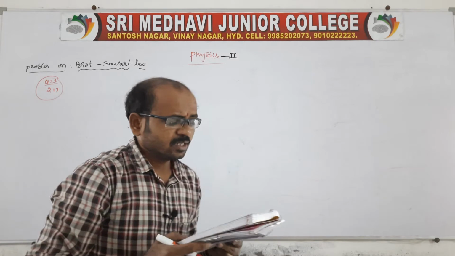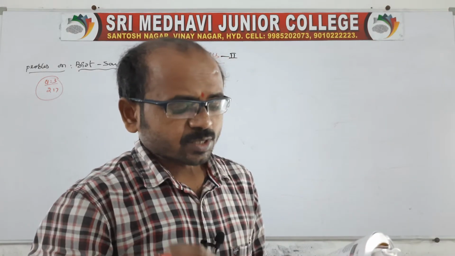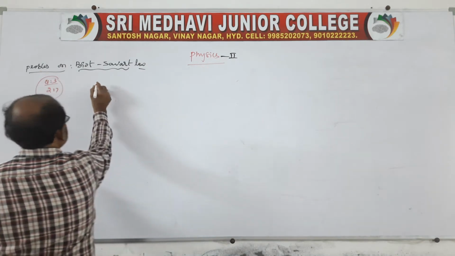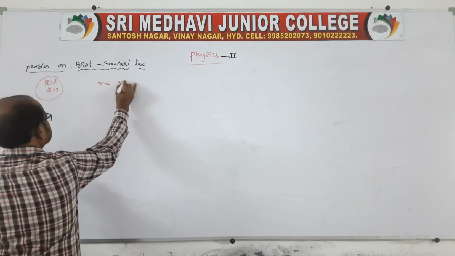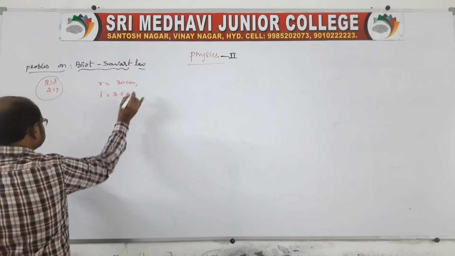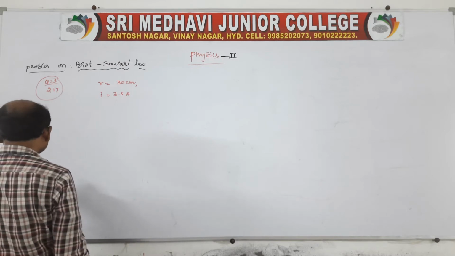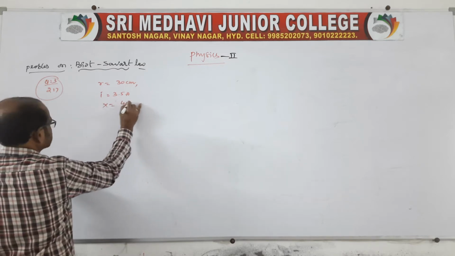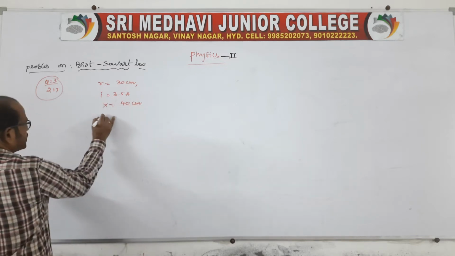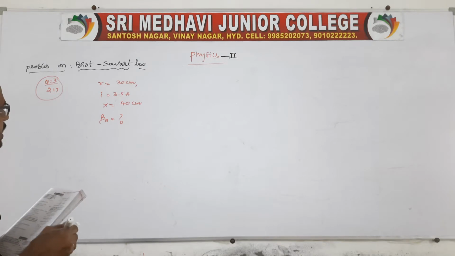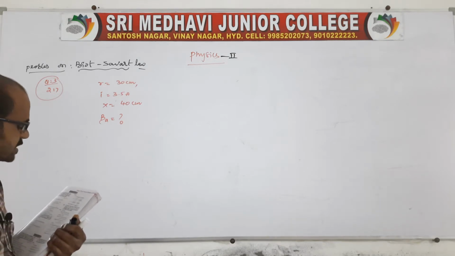See, that's what I am telling. Every time I am telling you only one thing: you are supposed to write the given data. What is the given data? The circular wire loop of radius r is given as 30 centimeter, and it carries a current of 3.5 ampere. Find the magnetic field at a point on its axis, x equal to 40 centimeter away from the center. So it is asking on the axial point. So r given, current given, and x equal to 40 centimeter is given.